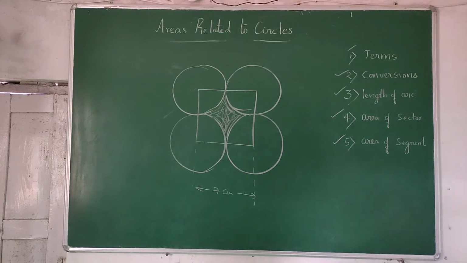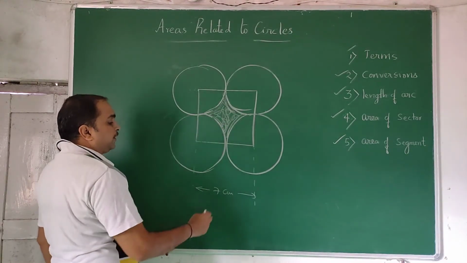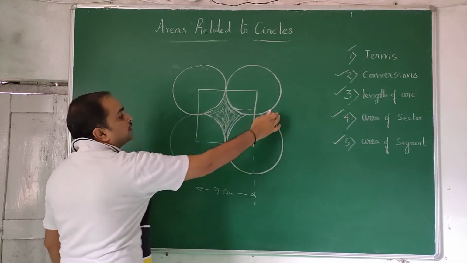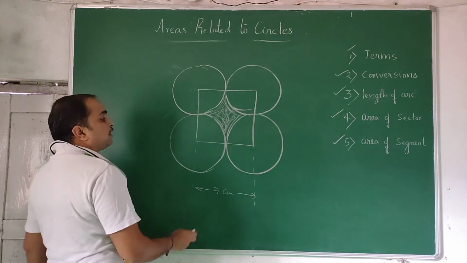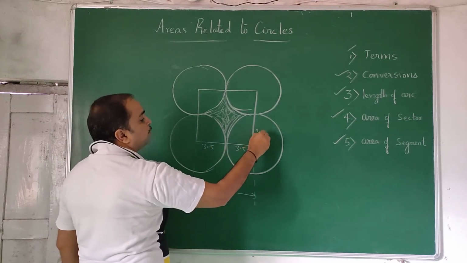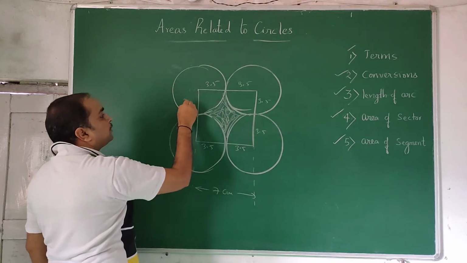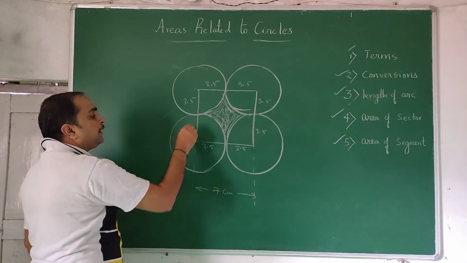Yes, now they asked some other question. They are given 4 circles and there is a square inside. Previously it was outside. Now they are asking for only this much of the shaded portion. This and this are not included in it. So for 7 centimeters, this will be 3.5, this will be 3.5, and so on. So all the radii are known.